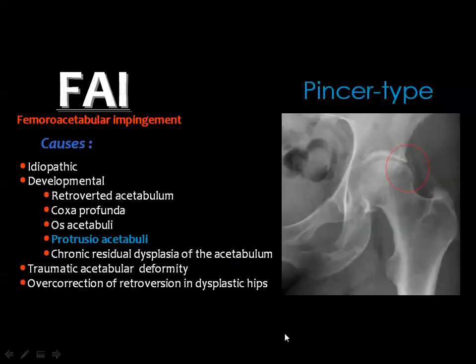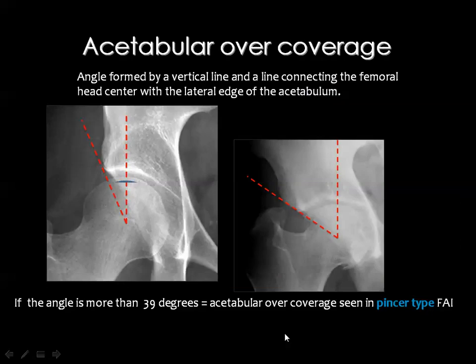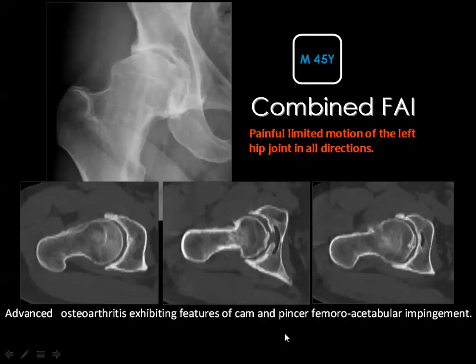And this is what I have just mentioned, then you may have the combined type, which is both the CAM type, where you see the protrusion, and the overcoverage of the acetabulum, as you can see here. Both types may occur together.